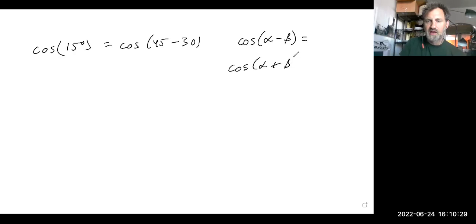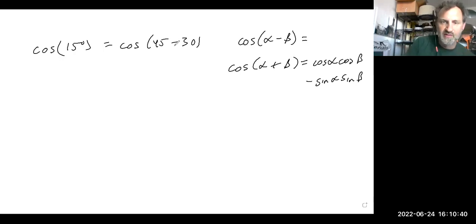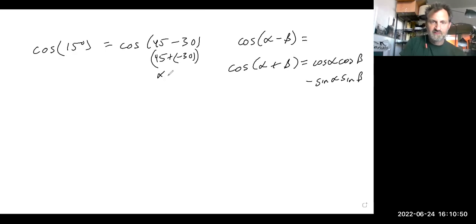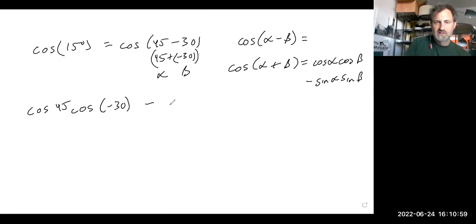Well, two ways I can think about it. I can derive the cosine difference formula, which I've already done for you, or I can just think about this being 45 plus negative 30. Right? So if I think about it this way, I can use the sum formula. Alpha is going to be 45, beta is going to be negative 30. Let's see what happens. Cosine alpha, cosine beta, minus sine alpha, sine beta.